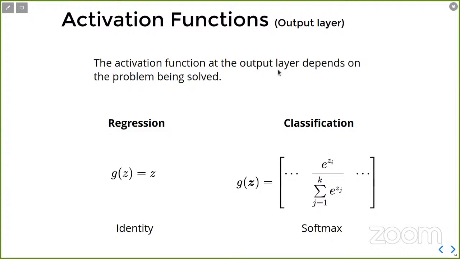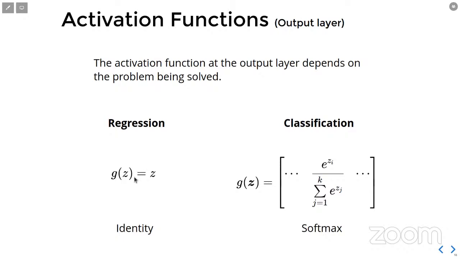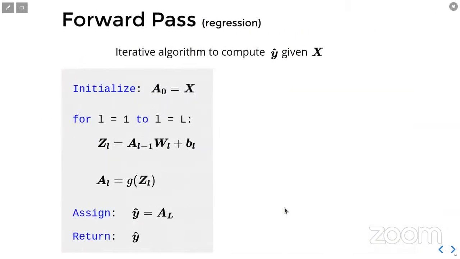The activation function of the output alone will depend on the problem you are solving. If it is regression, you will just have the identity function. If it is classification, since you want a probability distribution over the k classes, you will have softmax. So that is the only difference. But for all other layers, you will have this.